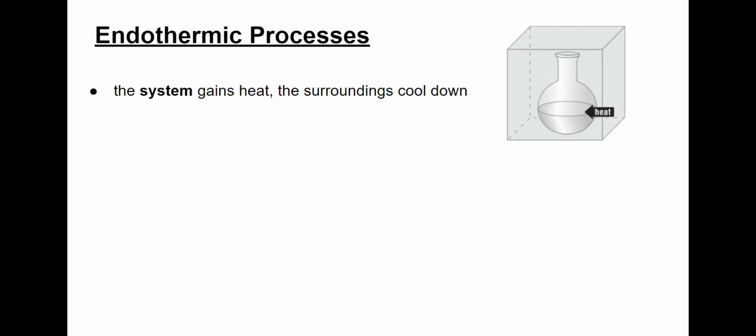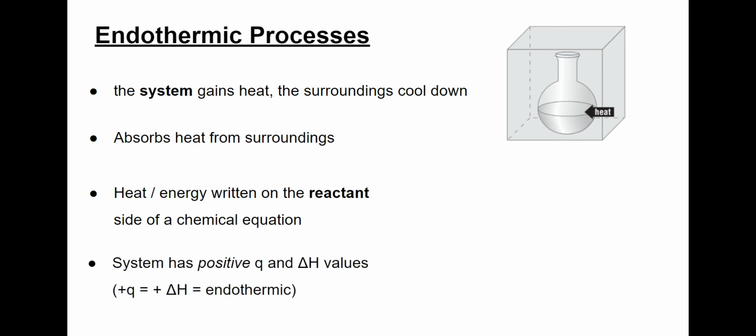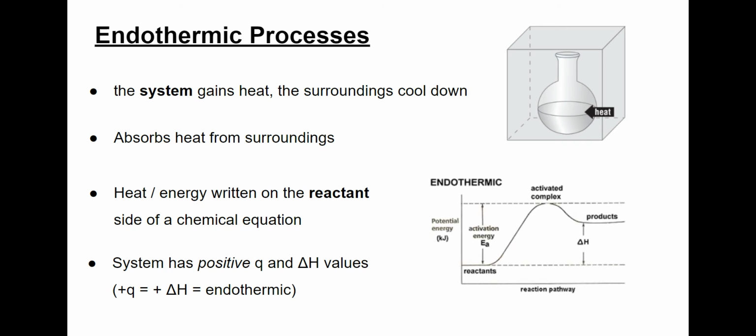Endothermic processes. We've talked about this before, but let's review. In endothermic processes, the system gains heat and the surroundings cool down. And that's what this diagram is showing us. In an endothermic process, the system absorbs heat from the surroundings. Heat or energy is written on the reactant side of a chemical equation. And the system has a positive Q or positive delta H value. And we've looked at these energy diagrams in the past. This is to remind us what they look like for endothermic processes.